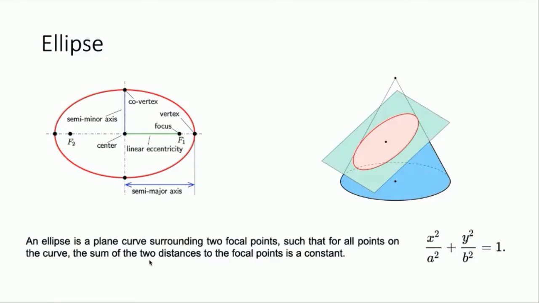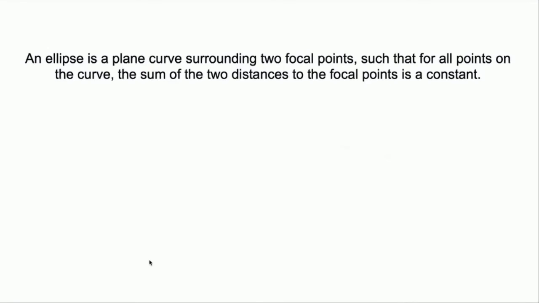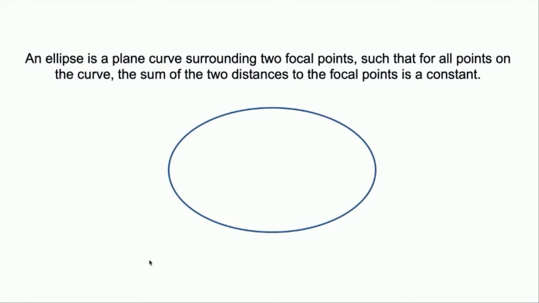I will try to explain this definition again. It is a plane curve surrounding two focal points, such that for all points on the curve, the sum of the two distances to the focal points is a constant. We have an ellipse here, and this is the major axis, and an ellipse will have two focuses. You need to keep that in mind. All the other curves, hyperbola or parabola, have only one focus, and an ellipse has two focuses.